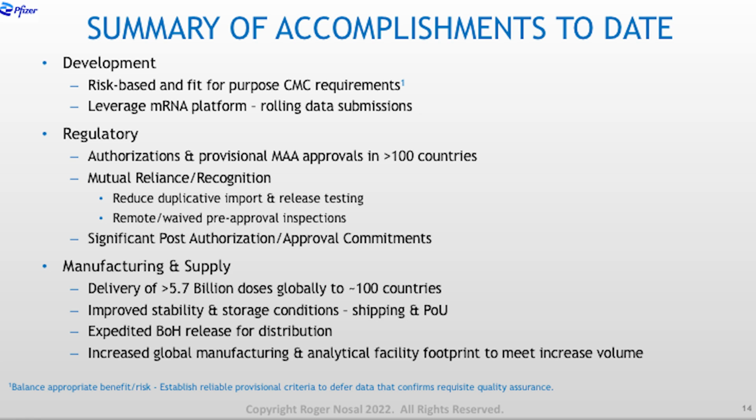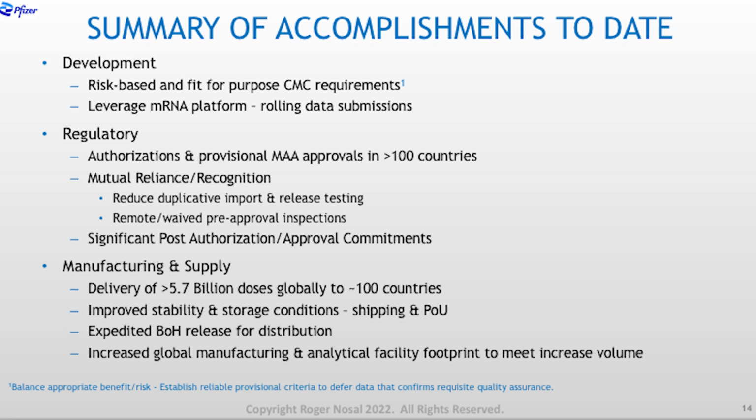Remember, when we manufacture something, we usually do it one way, usually in one group of places. And yet we have to go through 167 reviews of the same information. Doesn't seem particularly practical. And when regulators complain about capacity, this mutual reliance and recognition opportunity is a way to reduce that. They can rely on each other rather than having to have their own individuals. So far, we've delivered about 5.7 doses globally to about 100 countries.